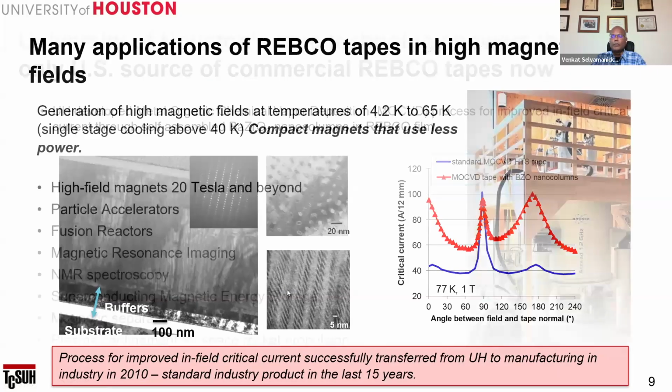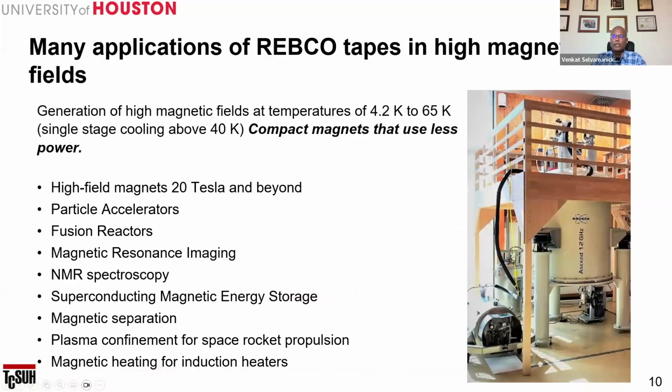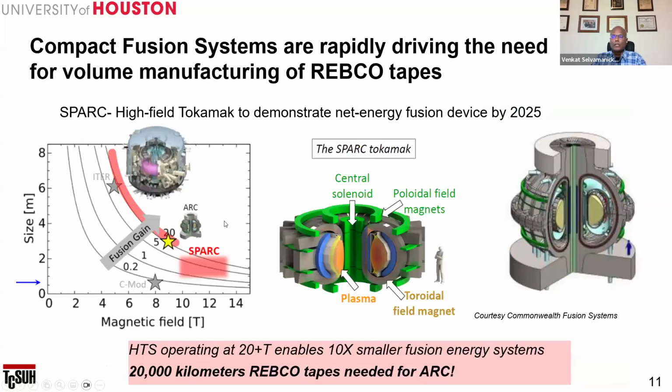The availability of these superconductors that can carry large amounts of current at high magnetic fields now opens up many applications: high field magnets of 10, 20 Tesla and beyond, particle accelerators, compact fusion, which I'm going to talk about on the next slide, MRI, and NMR spectroscopy. Many of these applications are feasible now. The one that has gotten a lot of attention in the last 5 years is compact fusion.